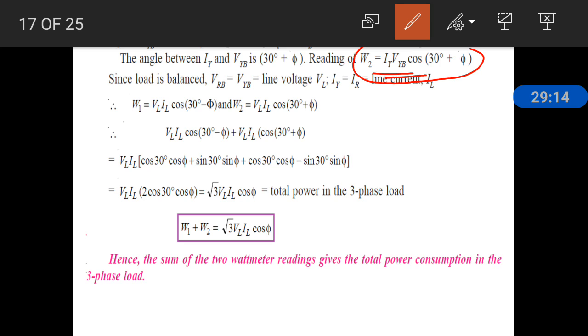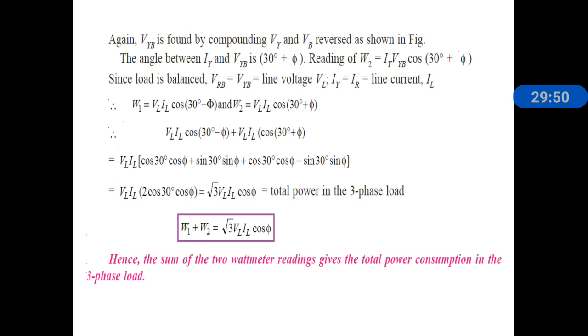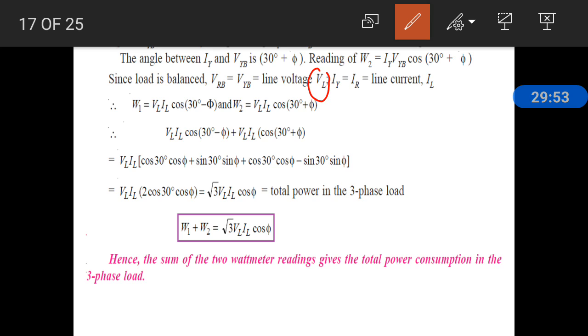Now it is under balanced condition. So everything is balanced, so we can take VRB equal to VYB, because in balanced condition all the voltages are the same and the currents are the same. VRB is a line voltage and VYB is also a line voltage, taking it as VL. And in balanced condition the currents are also the same, so IY equal to IR, taking it as IL.